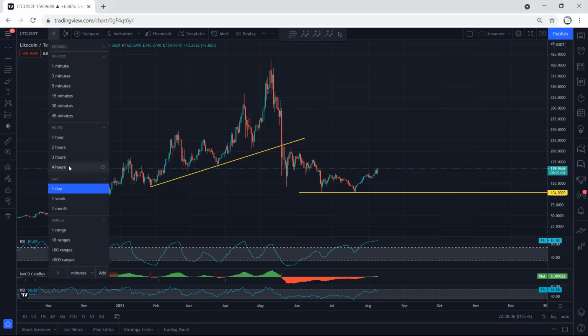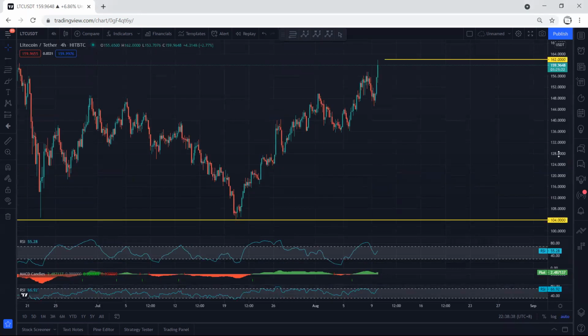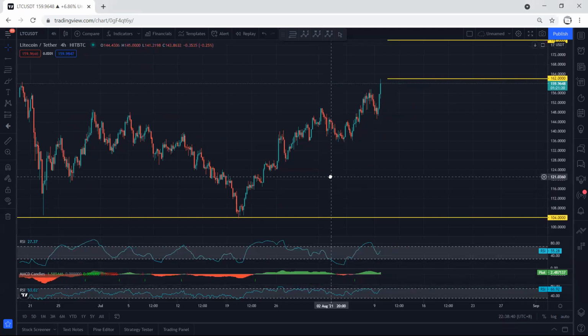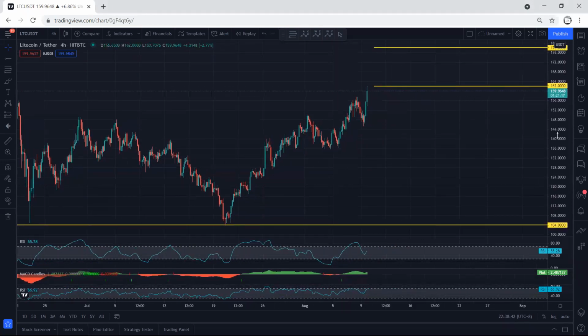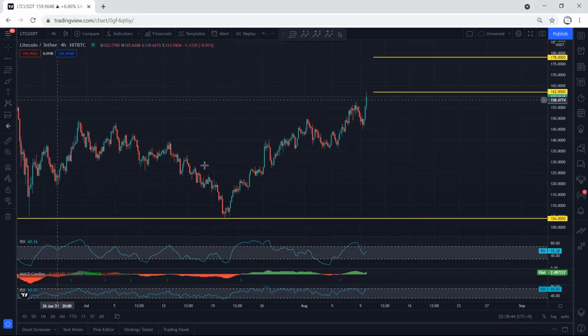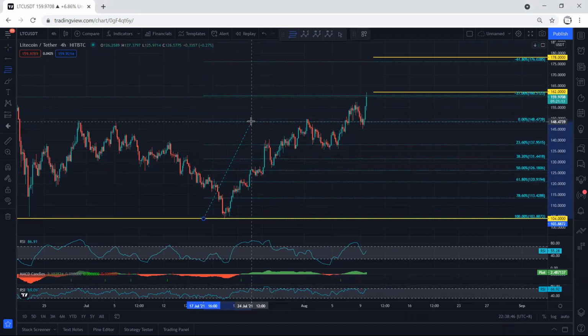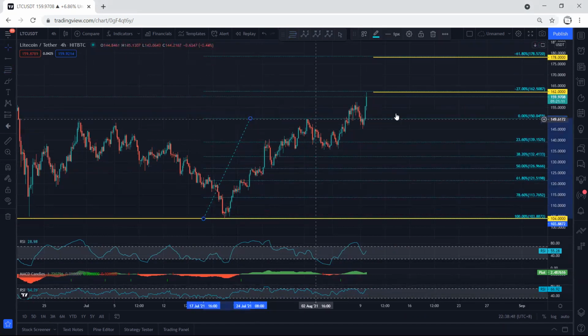In this case, we move to the lower time frame. We want to see how we can look at the chart. And as we can see, the price broke 149. And if we put our fib here, simply we consider this one as the first one. As we can see, the price tagged 27%.